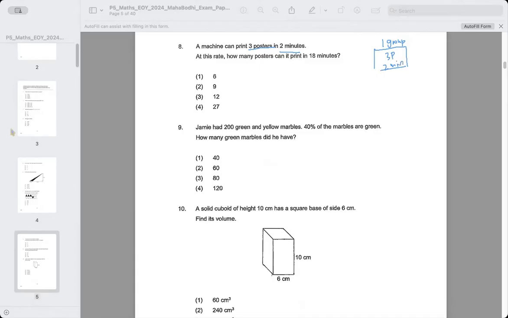Okay, wait, let me write down this properly. We have 3 posters in 2 minutes. My first step for grouping will be one group. And then my second step, let me write down all the steps for grouping first. One group, then number of groups, and then one group again, and then how many groups, which I will find out in step 2.